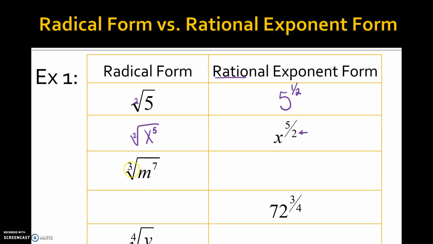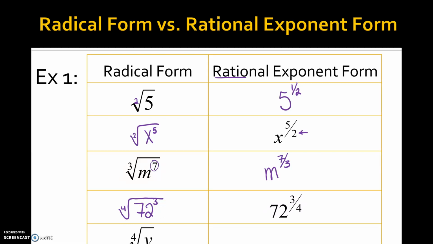Okay, so third root of m to the 7th. The 7, that's the exponent. That goes on the top of the fraction. The index of 3 is going to go on the bottom of the fraction. So m raised to the 7/3. 72 to the 3/4. The top number is the exponent. The bottom number is the index.